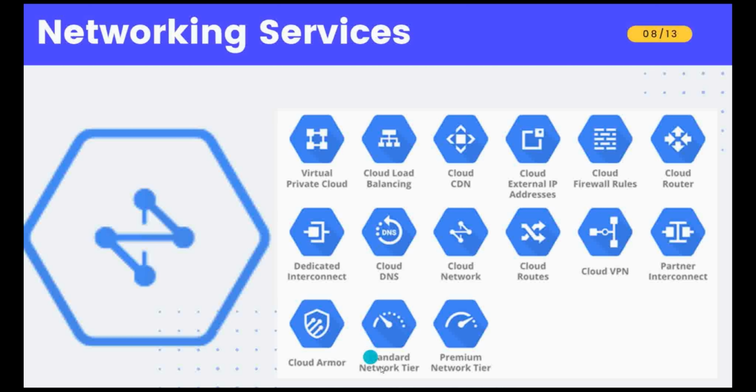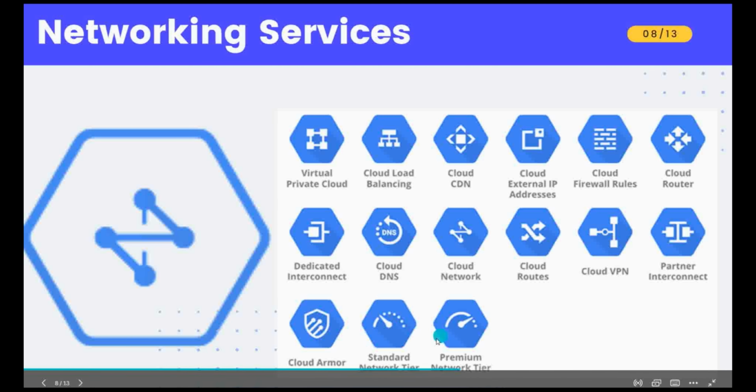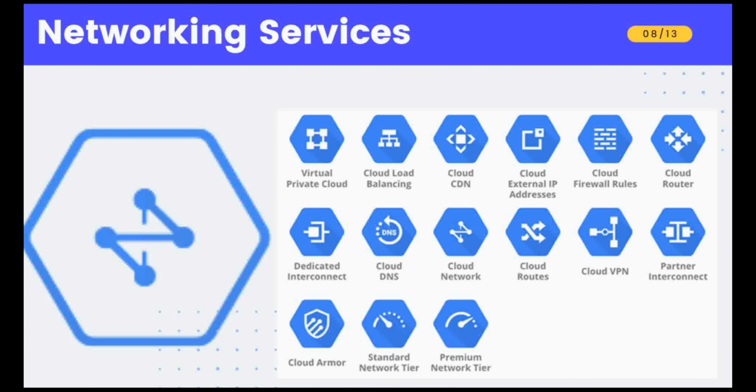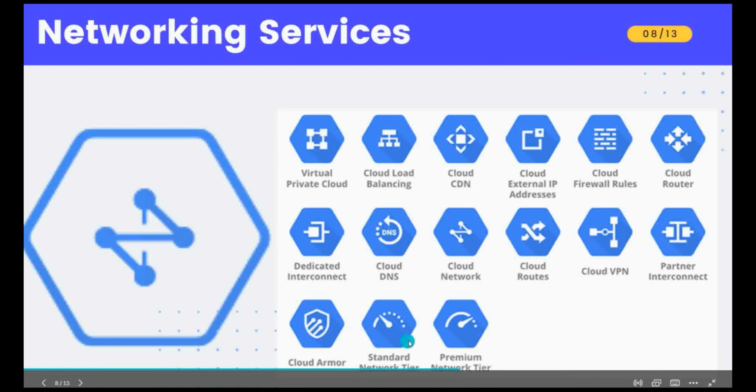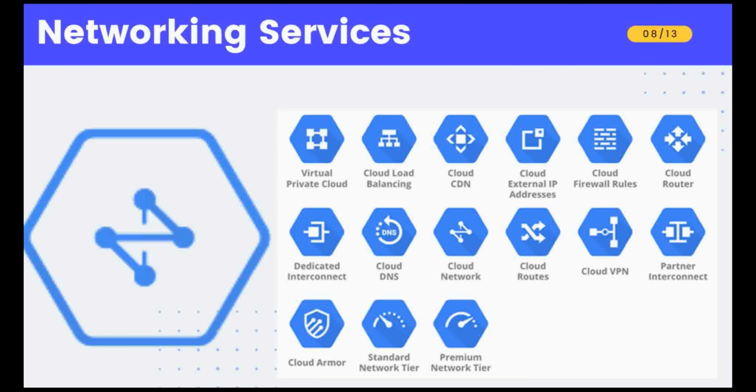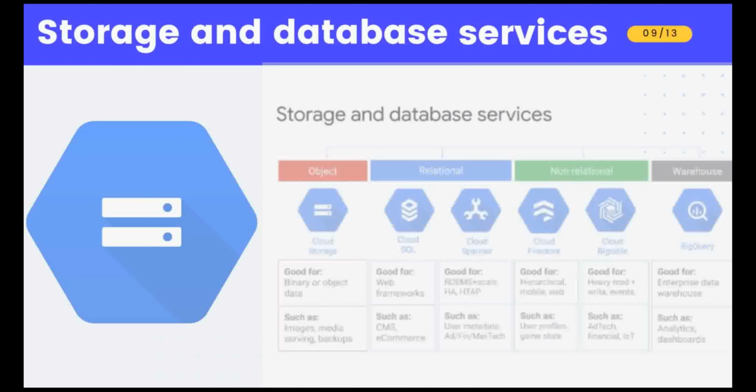And the next one, the Standard Network Tier and the Premium Network Tier. These are the two types GCP divided based on GCP networking performance. Standard means low performance, premium means high performance of the networking. So these are the two types of tiers divided based on performance. The remaining ones, like virtual private cloud, CDN, DNS, everything helps to set up a network with GCP. Now let's move on to the next service, that is storage and database services.